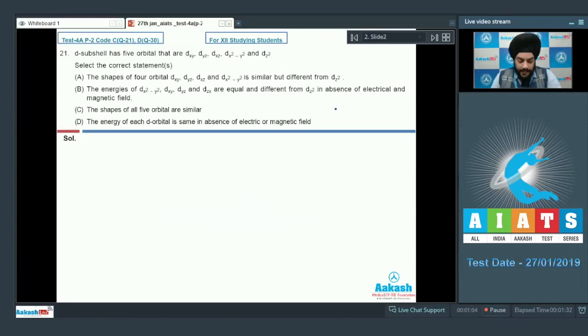It says the D subshell has 5 orbitals that are dxy, dyz, dzx, dx square minus y square and dz square. So looking at the options, we can clearly see that the examiner seems to be interested in the shapes as well as the energy of these d orbitals. So we can first talk about their shapes. So we have 5 different orbitals.